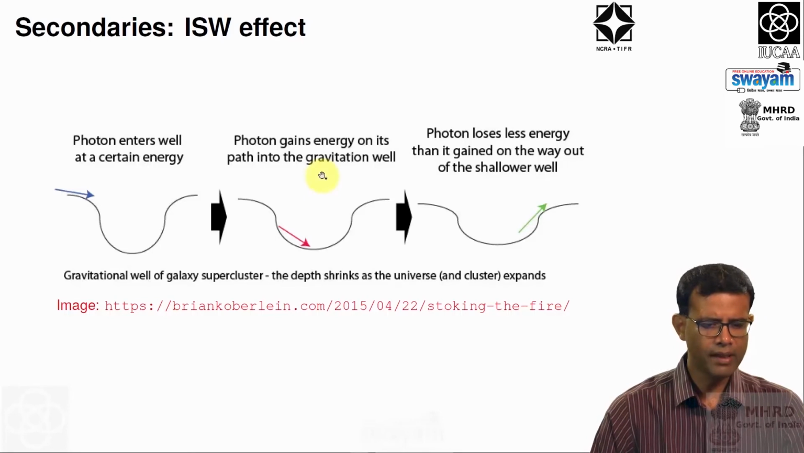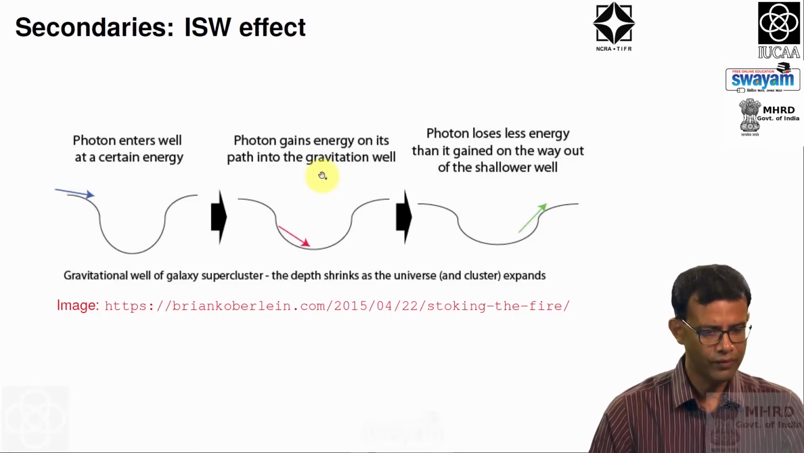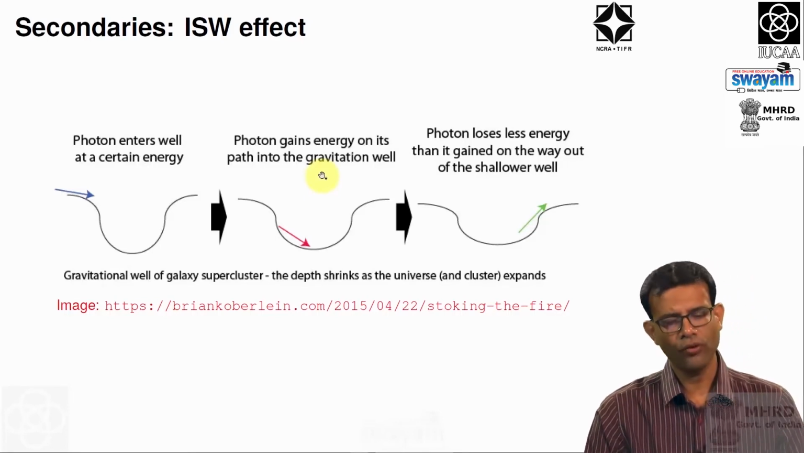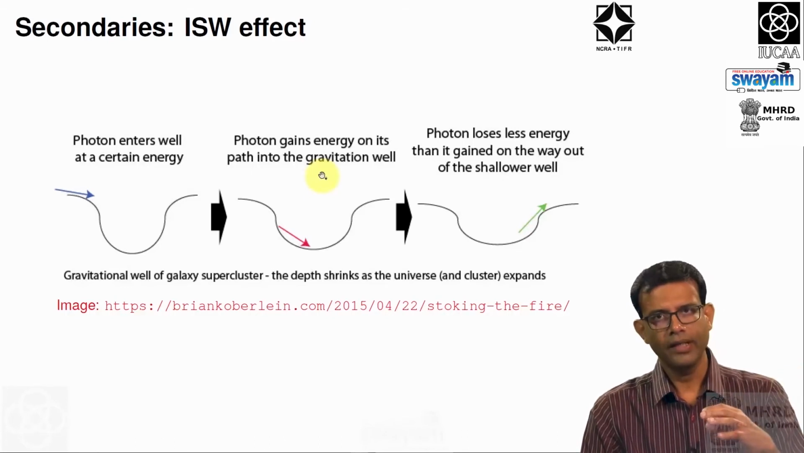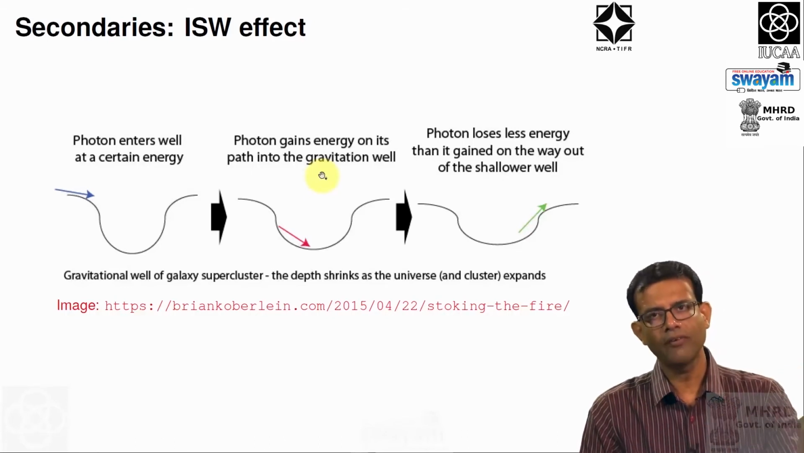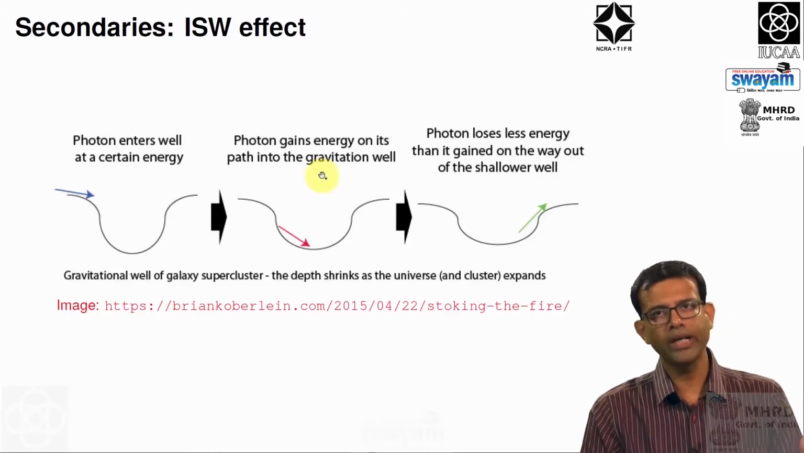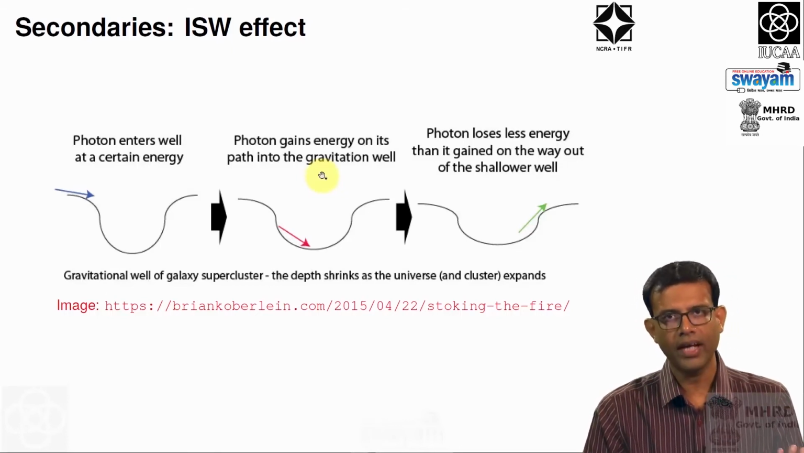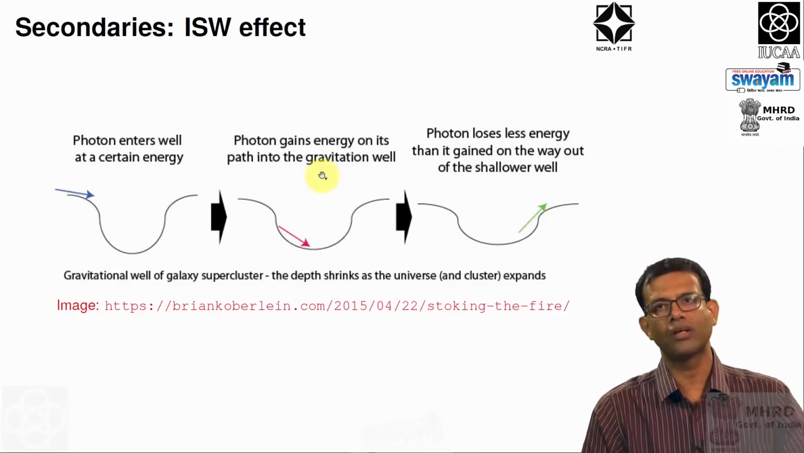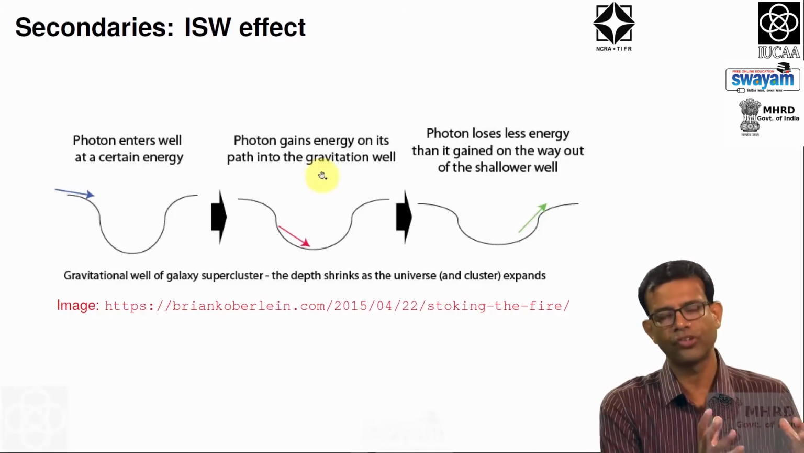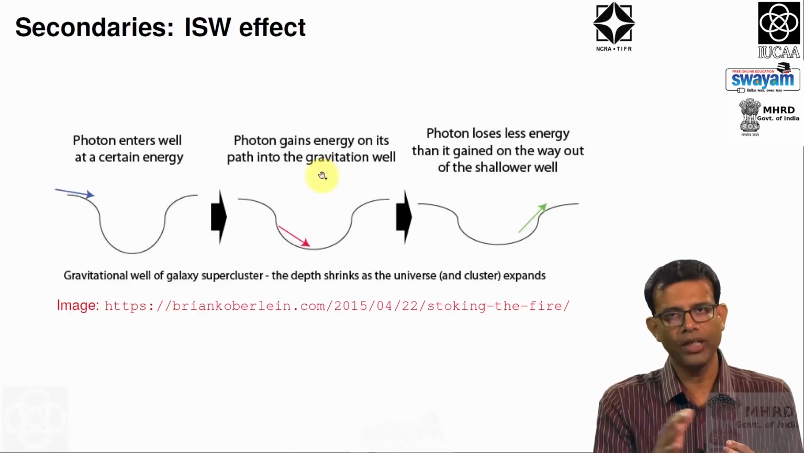For example, there is something called the integrated Sachs-Wolfe effect. What happens is, as the photon is coming towards us, it is passing through the gravitational field of matter of the universe. So, there could be some potential wells, regions where the gravity is quite strong, maybe a cluster of galaxies has been formed, a huge structure is there. So, there is a potential well.